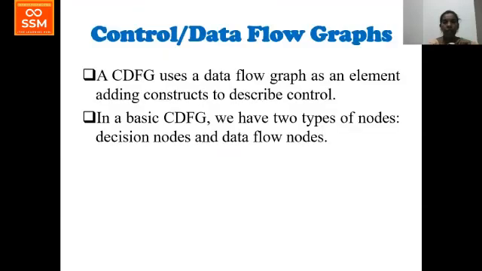In the control flow graph, we are introducing some conditionals. The data flow graph has an element added to describe the control. Here we use a diamond structure for control operations. In a control data flow graph, we have two kinds of nodes: decision nodes and data flow nodes. Decision nodes are the operators, the kind of operation we are going to perform, and data flow nodes are the given data and the resultant data.